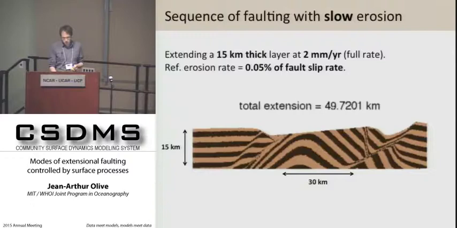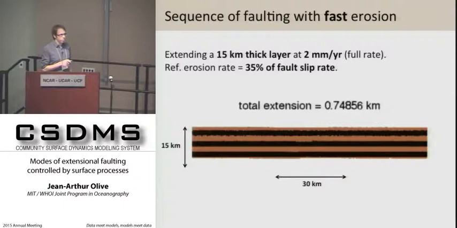Now, by contrast, if we redo the exact same thing with a much faster erosion rate relative to the stretching rate, you will see that the initial fault here will stay active much longer. Oh, and I forgot to mention that the layers here are just meant to help you visualize the internal deformation in those blocks. They're not materials of different properties. They're simply tracers to help you see where bending takes place and where most of the offset happens.